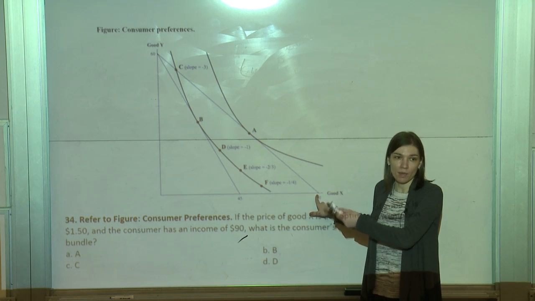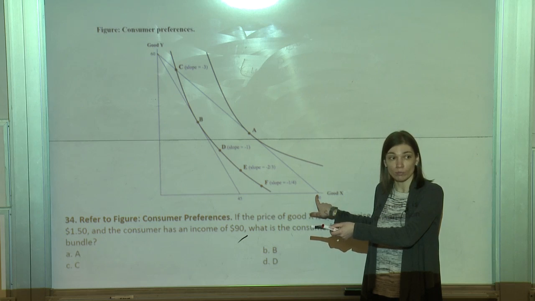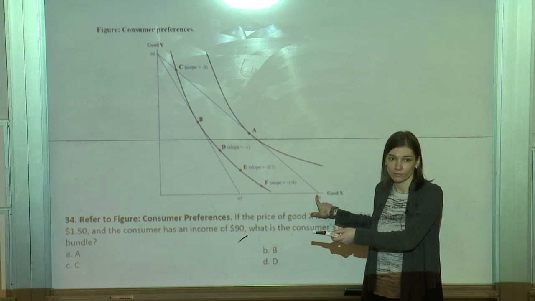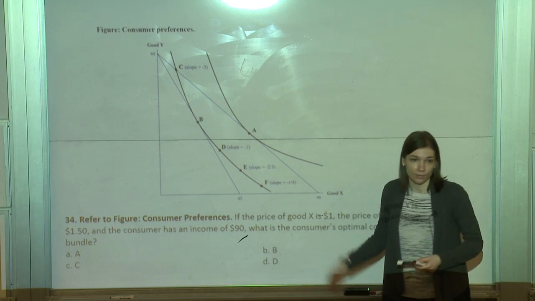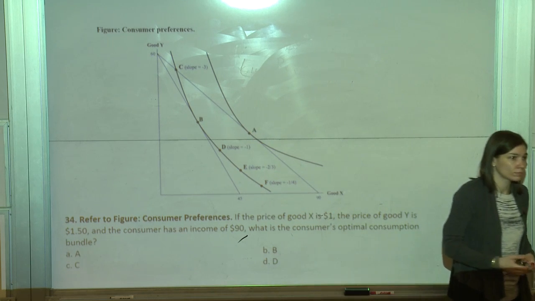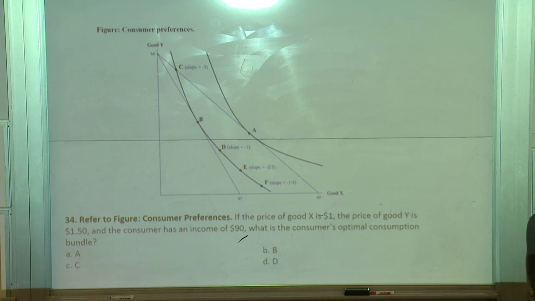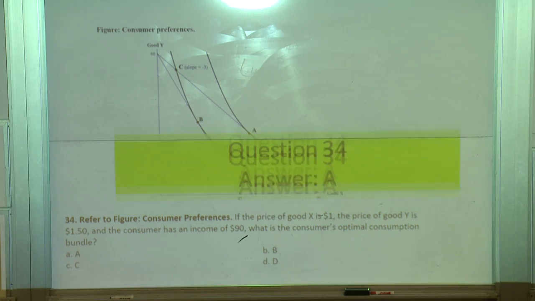And again, 90 bucks. Y costs 1.5. How many can we buy? 60. So we're basically on this budget line. What's the optimal bundle? There you go. A.